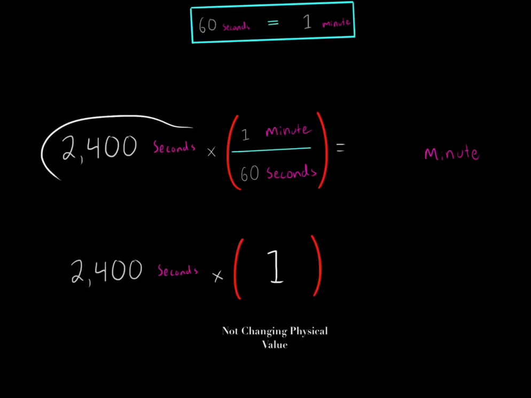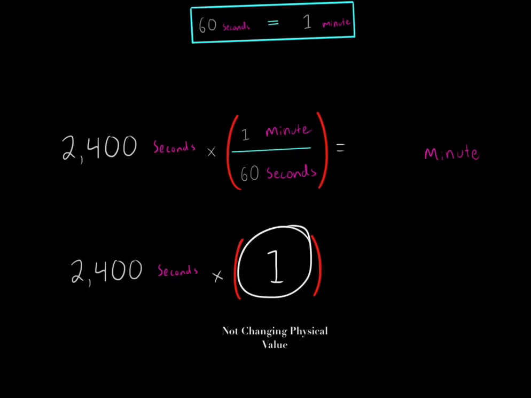We don't want to do that. We want to keep it the same amount of time. All we want to do is take the units and convert it into minutes. So it's important for this conversion factor to equal 1, because now we're not physically changing the amount of time.